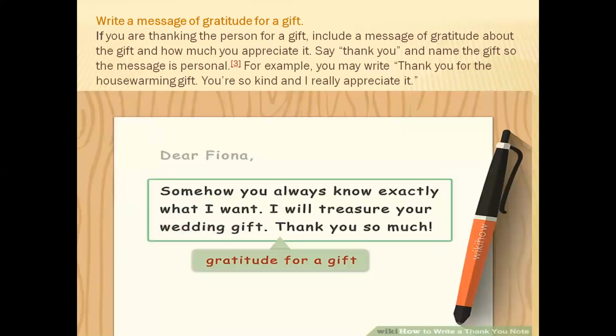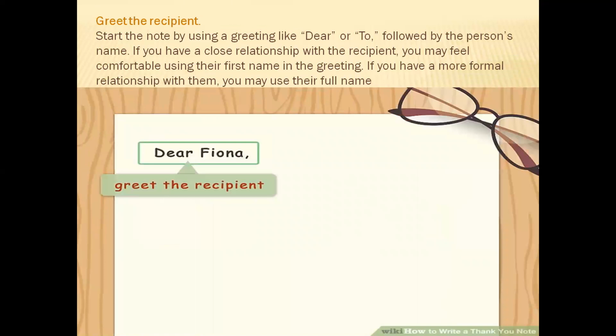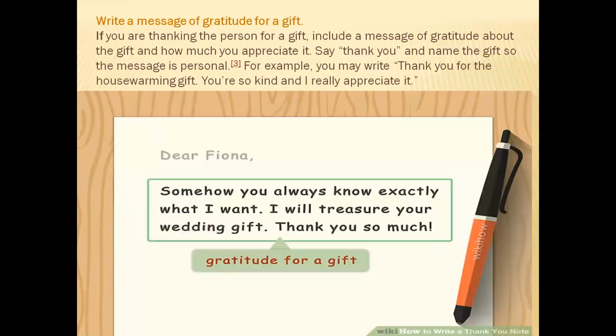I will repeat quickly. First of all, we need to pick the correct card, then greet the recipient by saying "Dear" or "To," and writing his name or his full name. It depends if he's a close friend. If it is someone that you don't know that much, you will write his full name. Now, after that, you will start to what? To thank the person and show him how much you are grateful.